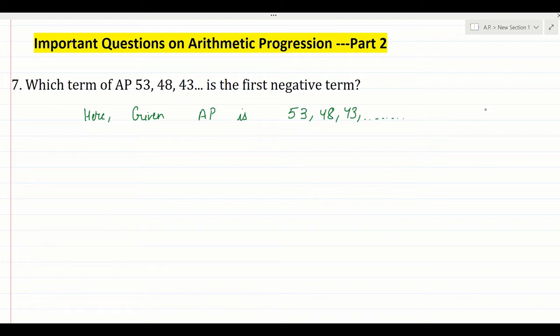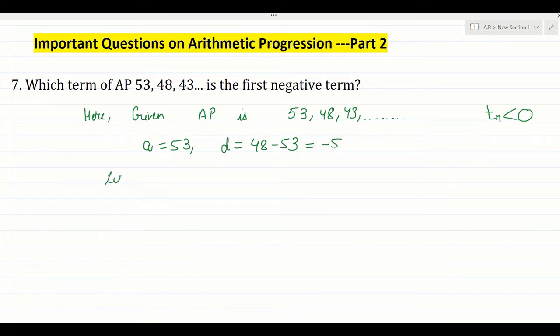We don't know. So we will consider that term as Tn. We'll consider that Tn is the first negative term. If Tn is the first negative term, then the value of Tn must be less than 0. Isn't this? Okay, so let's begin. Here, how much is A? The first term, 53. Common difference D is 48 minus 53 is equal to minus 5. Isn't this? Okay, let's continue.